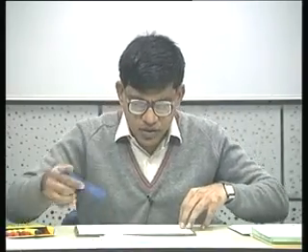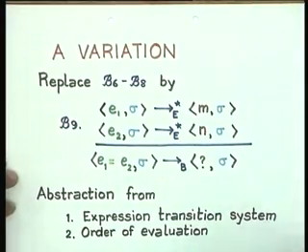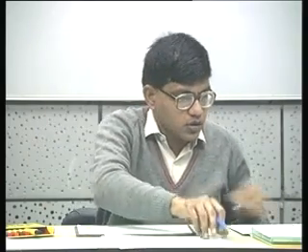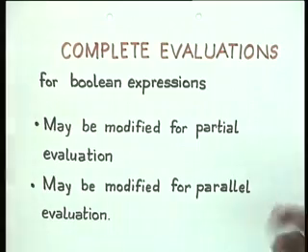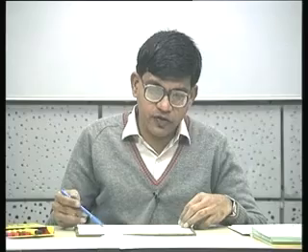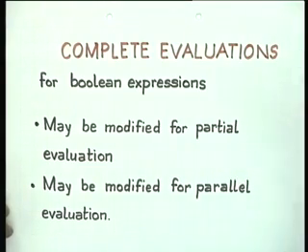So, this rule has a nice property that it does a further abstraction from the order of evaluation in the transition system, and so on and so forth. And you could modify these Boolean expression evaluations. For example, you could have a strict right to left order of evaluation if you liked, or you could have a partial evaluation. You could give rules for partial evaluation, especially the OR operation, for example, or any other binary operation.